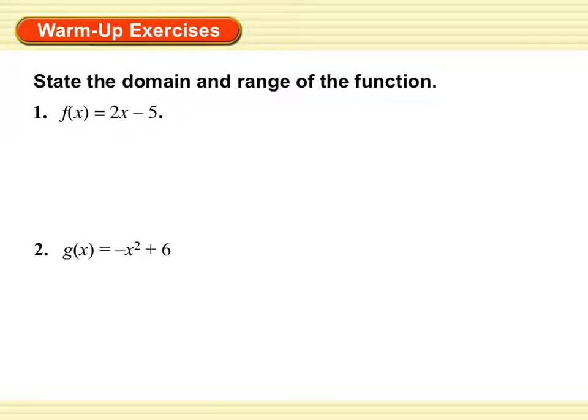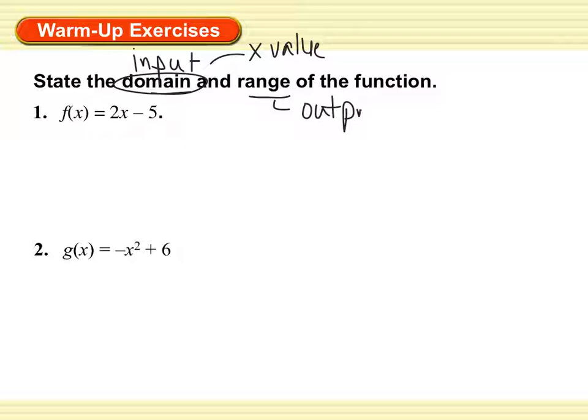A little review. Domain is your input, what you can plug into an equation, which is also your x values. Not all equations allow every single x value to be plugged into them, so you sort of have to think about what is allowed. If negatives are allowed, if zeros are allowed. So that's what you have to think about. And then range is your output, what comes out of the equation, what it equals, your y values.